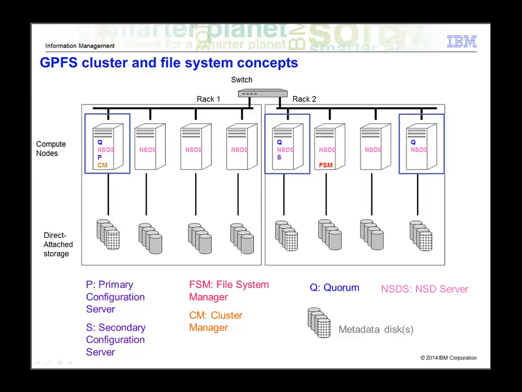If there are any detected problems, the quorum members do something about it. For example, assume that there was a problem with the File System Manager node. The quorum members would elect a new FSM. The same thing would happen with the cluster manager. If the primary configuration server were to go offline, then the quorum members would tell the secondary configuration server to take over as the primary.